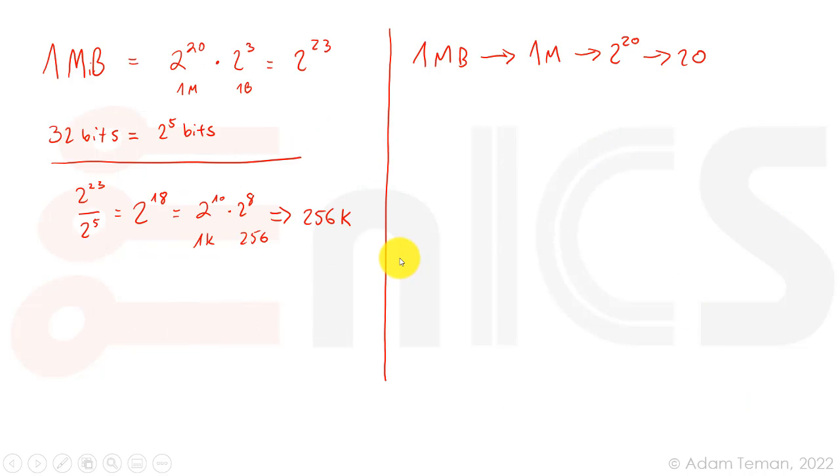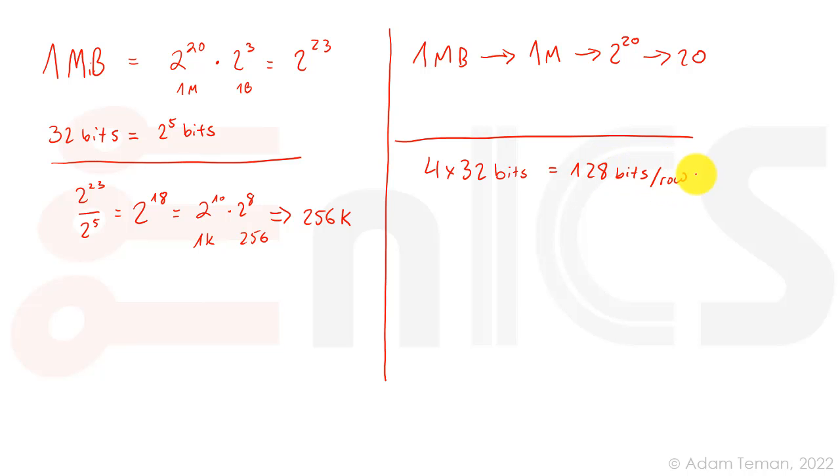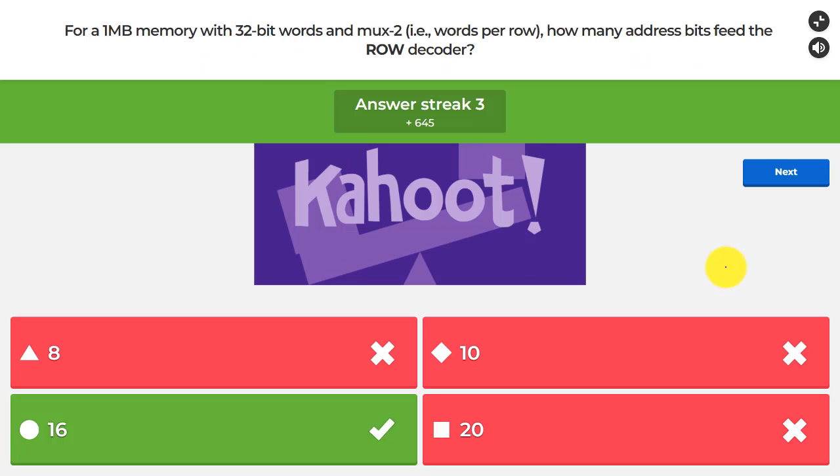So let's see how we figure this out. If we have 4 times 32 bits in a row, that's going to be 128 bits per row, or 2 to the power of 7. If we have a total of 2 to the power of 23 bits, as we saw before, divided by 2 to the power of 7, that's going to be equal to 2 to the power of 16, and therefore we're going to have 16 bits of the address signal going into the row decoder. So we have 16 bits over here.